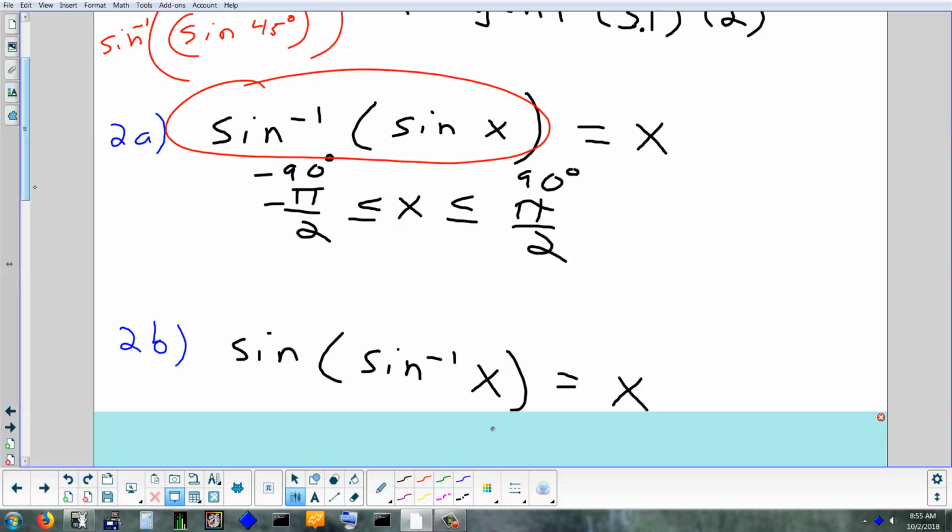What's the difference between formula 2a and 2b? They look almost the same.